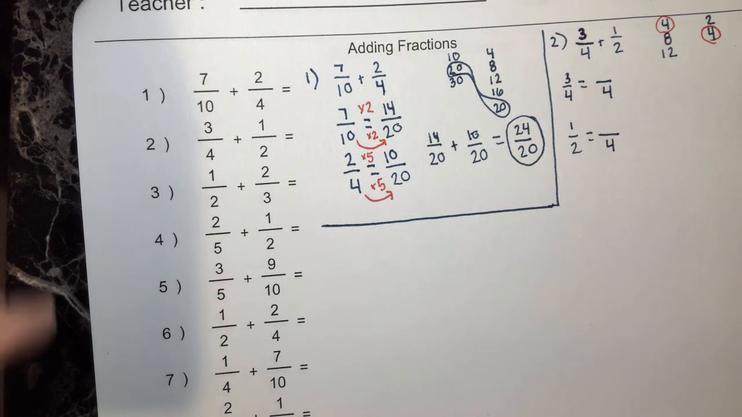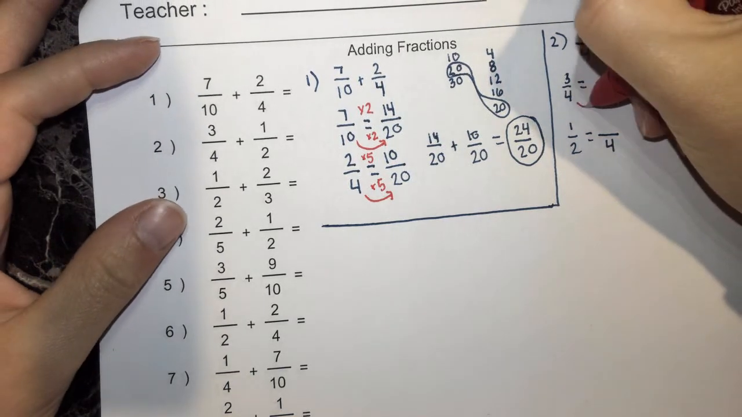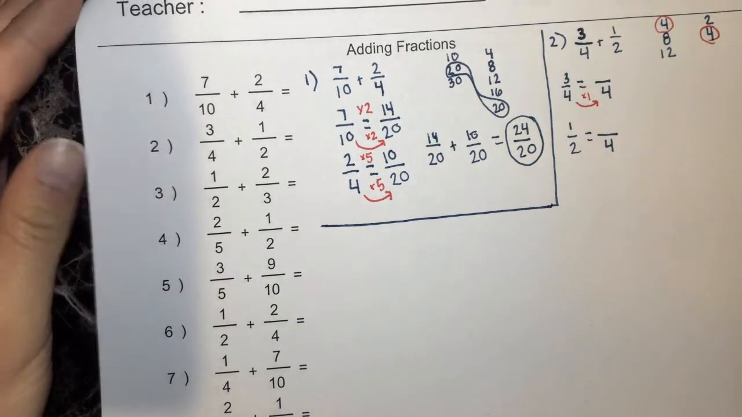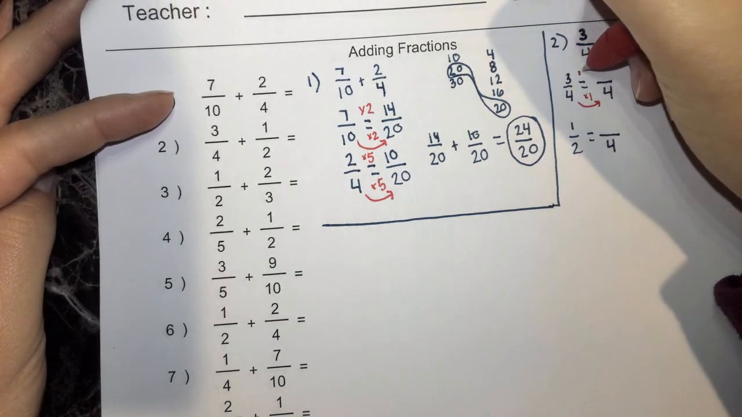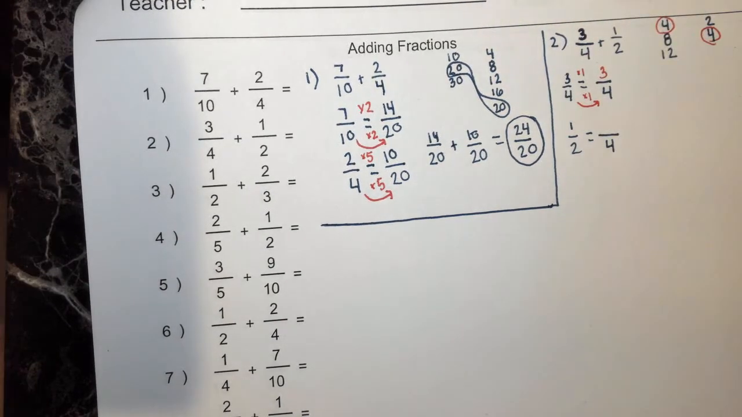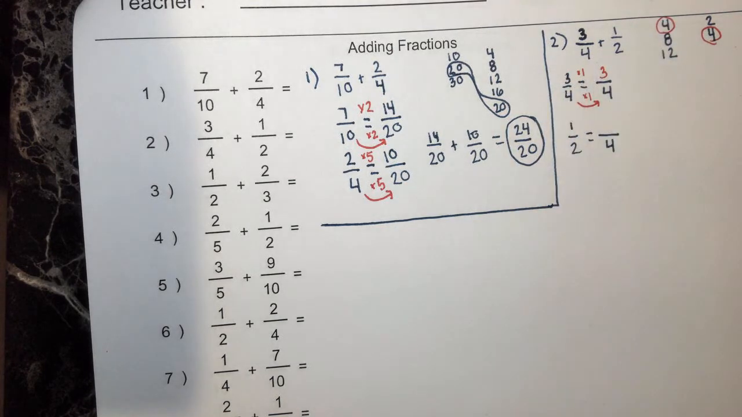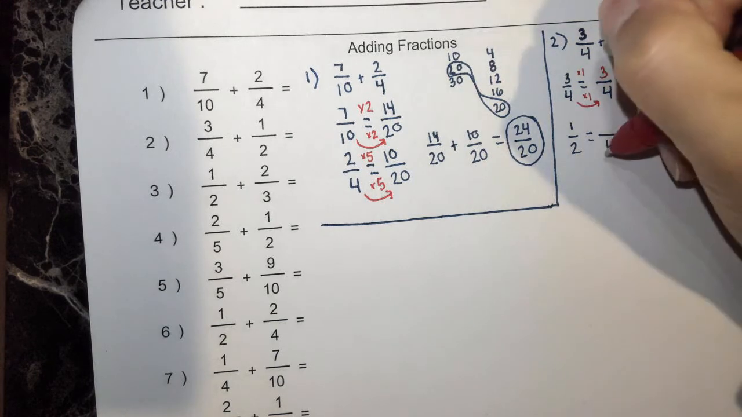If you really want to see how it works, it's really 4 times 1 gets you 4. So 3 times 1 gets you 3. And 3/4 is the same as 3/4. You don't have to write those steps out, but you should be writing that 3/4 is how many fourths, and just rewrite it. Okay?